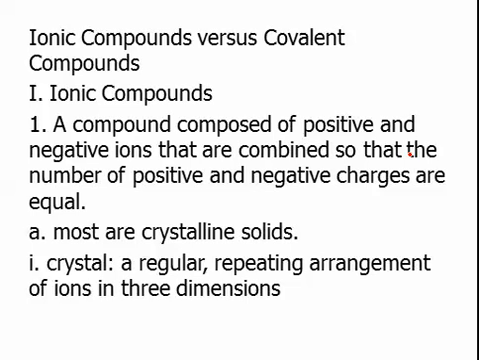So remember, an ionic compound is composed of positive and negative ions, and they are combined so that the number of positive and negative charges are equal. So it should add up to 0. Most of these are crystalline solids. So a crystal is just a regular repeating arrangement of ions in 3 dimensions.